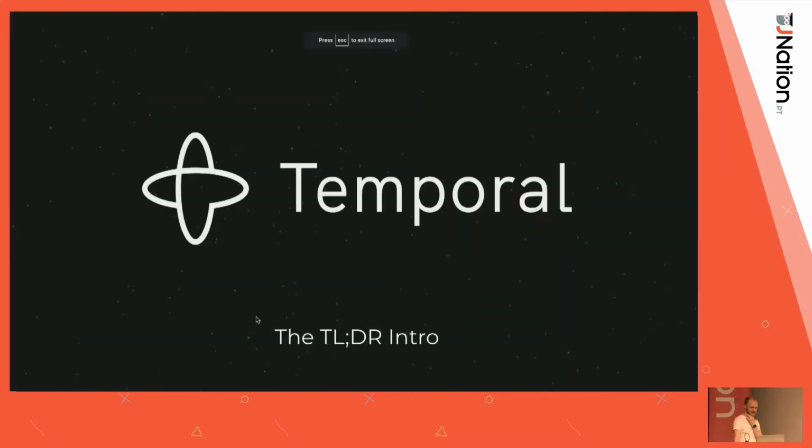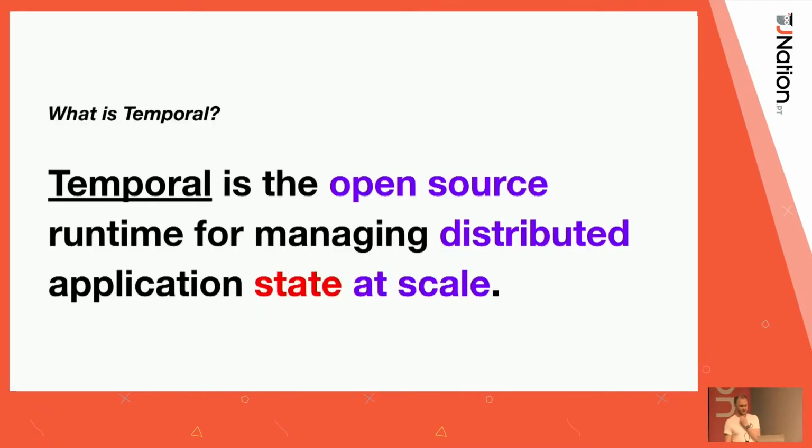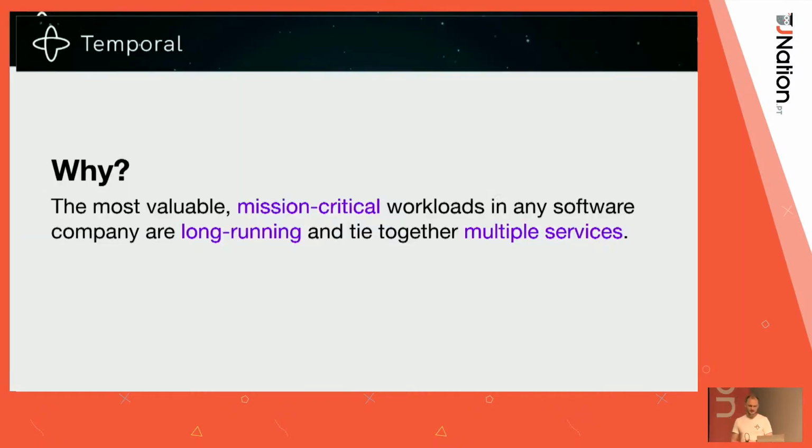So the TLDR intro to Temporal is the open source runtime for managing distributed application state at scale. So I guess the idea of this distributed application state is a state that, like we just saw, has to do with any business process or logic that needs to happen across multiple different services, and it works at high scale. It's relatively easy to solve this problem at low scale. There's a lot of complexity in getting it reliable at high scale.